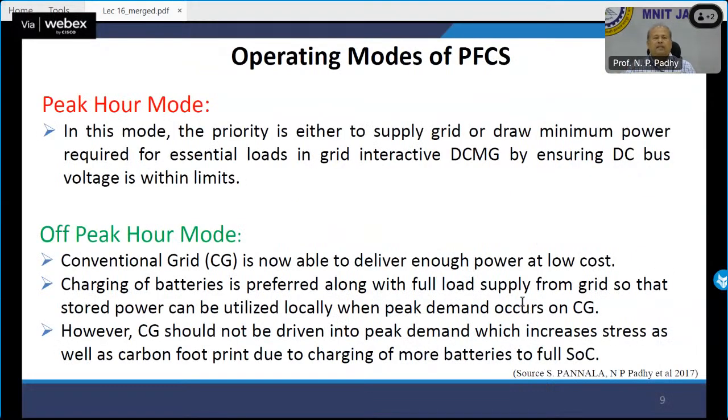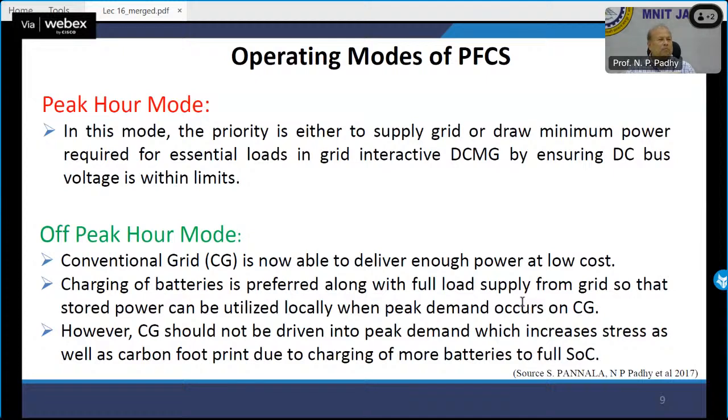So now let us understand the modes of operation. The first one is peak hour mode. In this mode, the priority is either to supply the grid or draw the minimum power required for essential loads in the grid interactive DC microgrid, by ensuring the DC bus voltage is within limits.